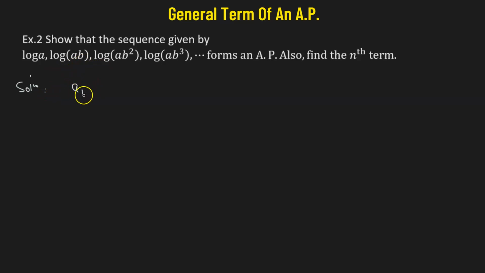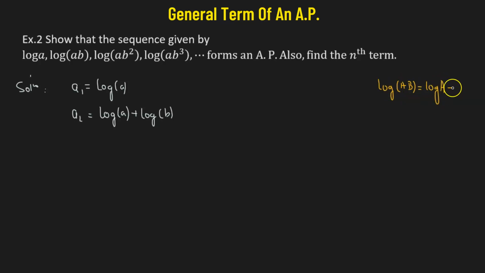So our first term, that's already simplified, it has a value of log of a. Then we come to the second term, which is given as log of ab. Now log of ab can also be expressed as log of a plus log of b. So this is a property of logarithm that we are going to use here. Whenever we have log of ab, this is given by log of a plus log of b.